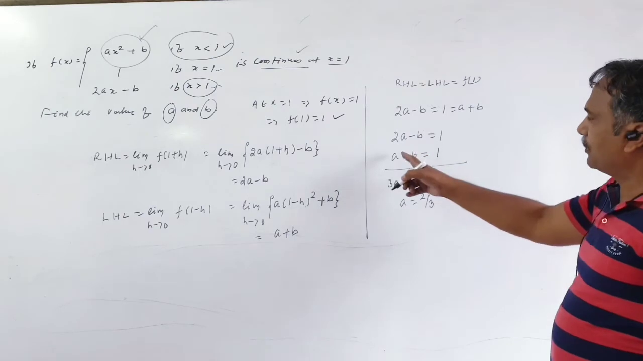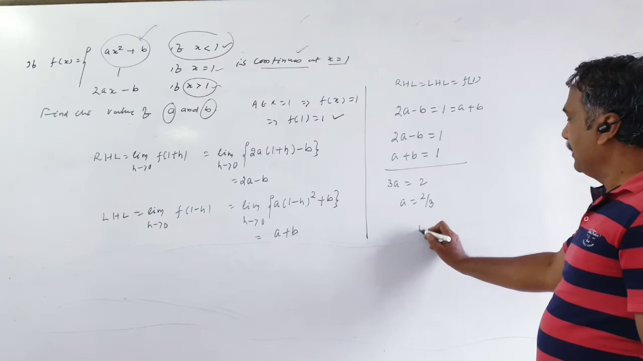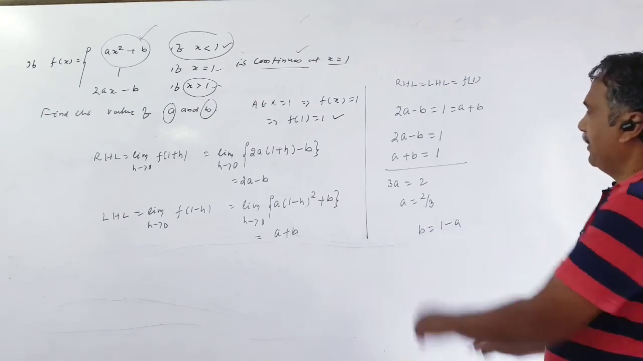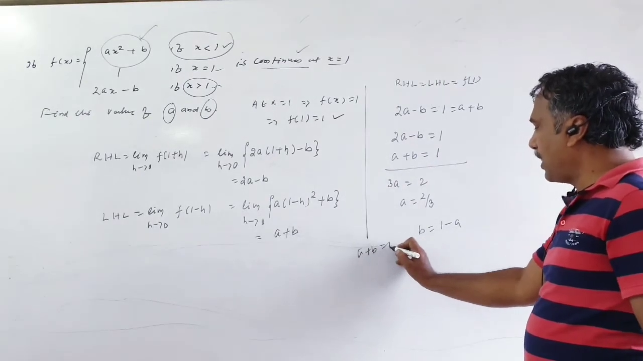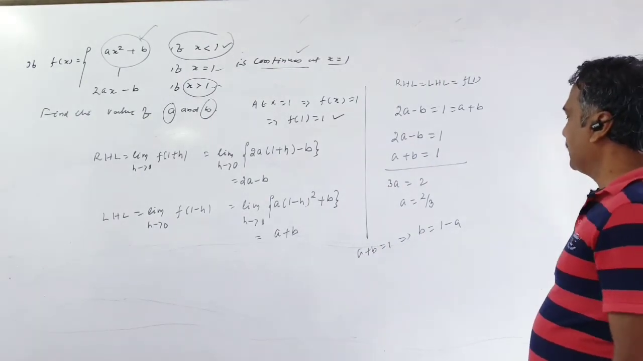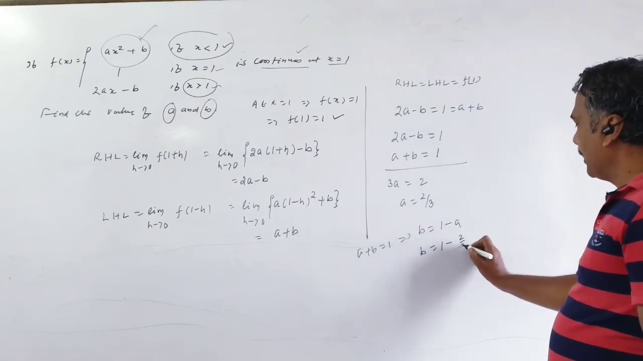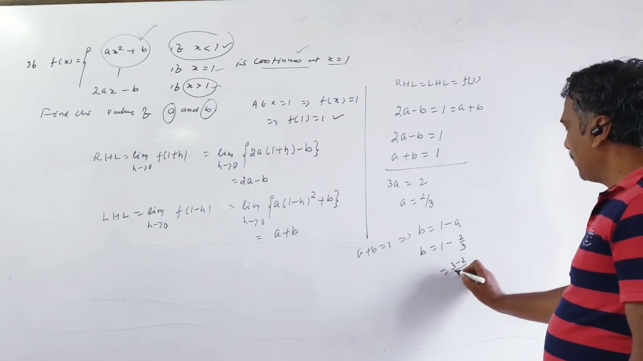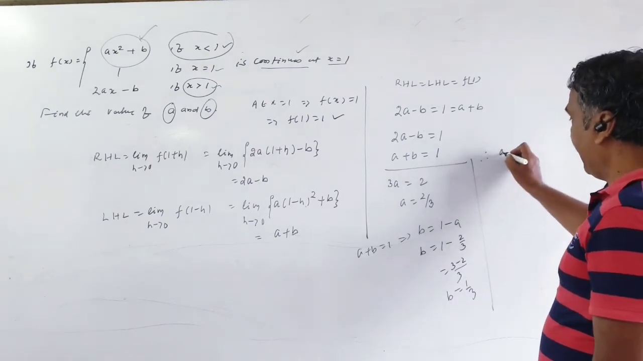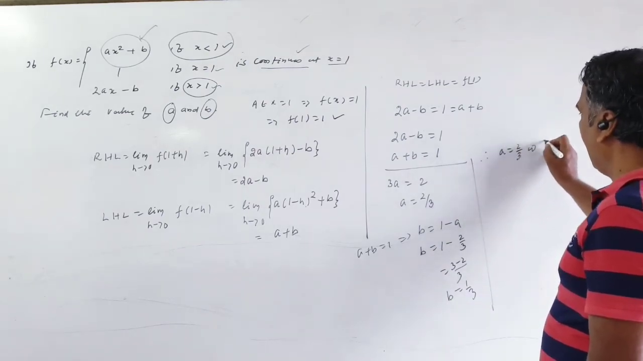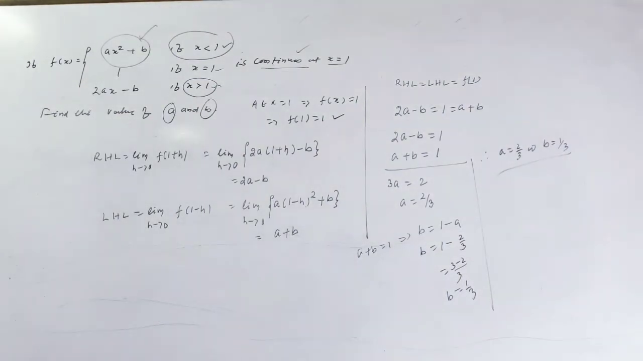Now substitute a equals 2 by 3 in either of these equations. Since a plus b equals 1, b equals 1 minus a, which is 1 minus 2 by 3. So b equals 1 by 3. Therefore a equals 2 by 3 and b equals 1 by 3. So we have found the values of a and b.